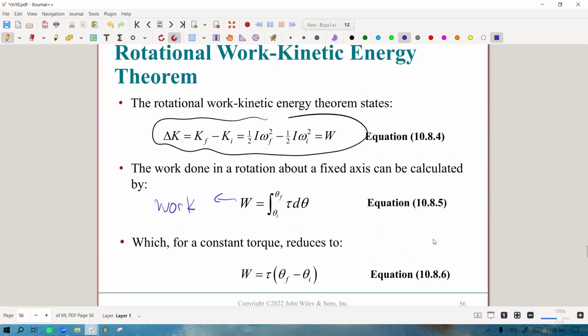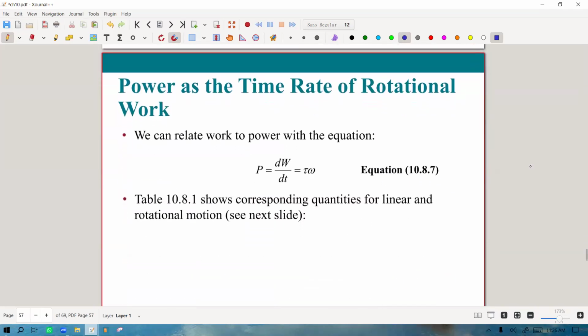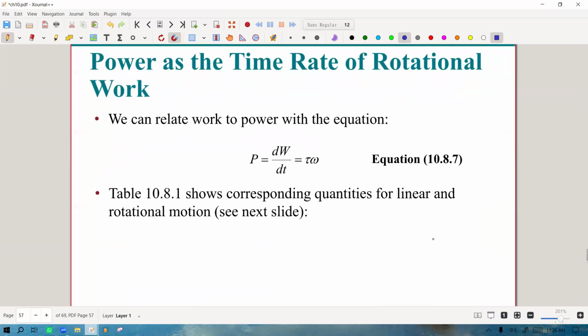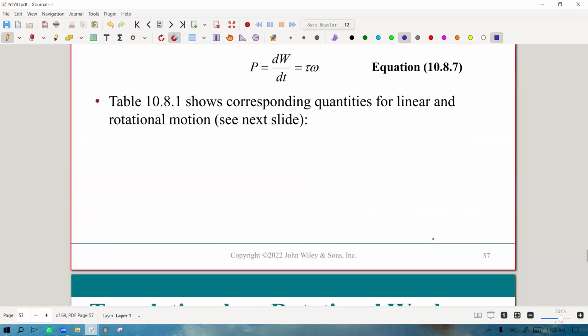And then we can calculate the power. Power is the time rate of rotational work. We can relate work to power with the equation P equal to dW/dt. dW/dt is the derivative of work with respect to time. It is equal to tau times omega. So this is the theorem of work and kinetic energy.